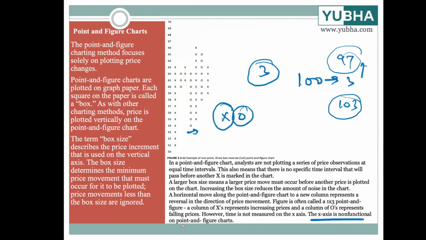The X axis is not relevant in a point and figure chart because time is really not measured. All that we are measuring is what is the price movement. If the price has moved by more than 3 rupees, then you'll create the next X or O. If the price has not moved by more than 3 rupees, nothing will happen on the chart.